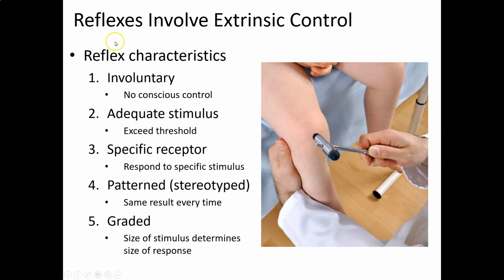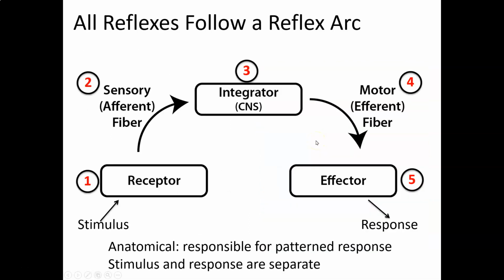However, as you see in this picture, the knee jerk, or patellar tendon, patellar ligament, whatever you want to call it, reflex would be an adequate stimulus. So the tapping on that would be an adequate stimulus to get a reflex. Now, if you have a reflex, all reflexes follow what's called a reflex arc. To have a reflex arc, you need 5 different things.